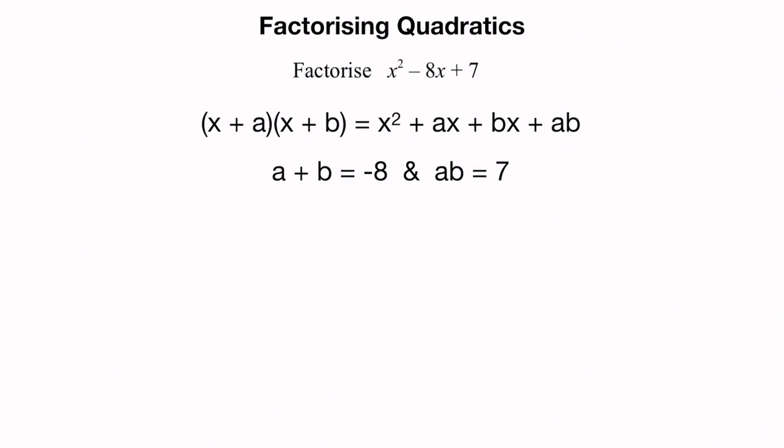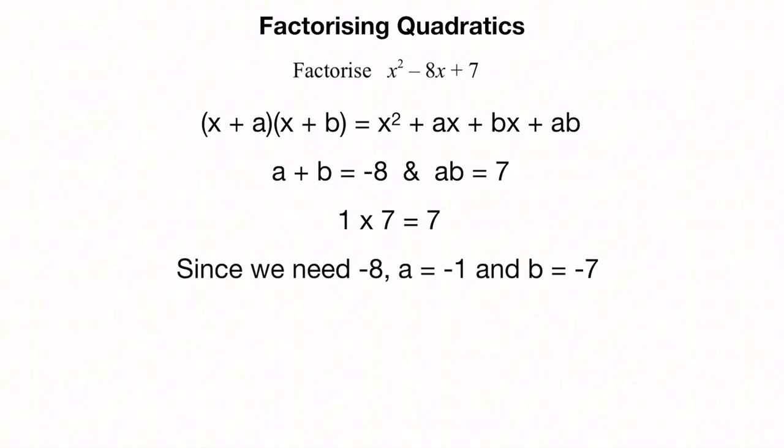And also you can see at the end we have a times b. There are no x values on that one, and the same value on the given quadratic is 7. That means a times b must equal 7. So that's what we have here. We want to figure out the values of a and b such that they give us these values. For example, 1 times 7 gives you 7, so a could be 1 and b could be 7, but then we also have to make sure that works for a plus b. So we need minus 8.